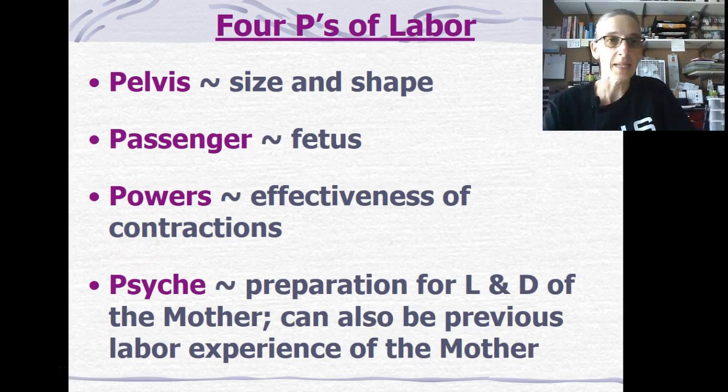All right, the 4 P's of labor: pelvis, passenger, power, psyche. You need to know them. The pelvis, we're looking at the size and the shape of the pelvis. Can the fetus pass through?